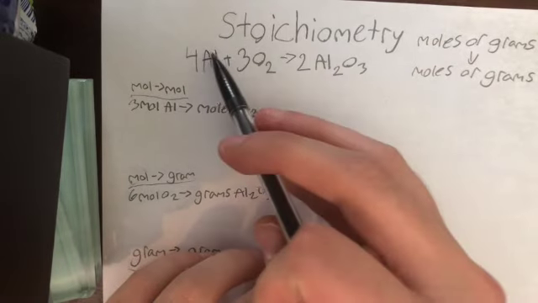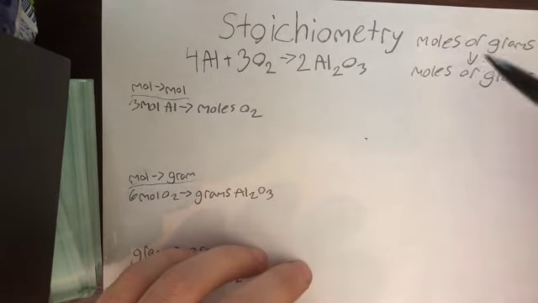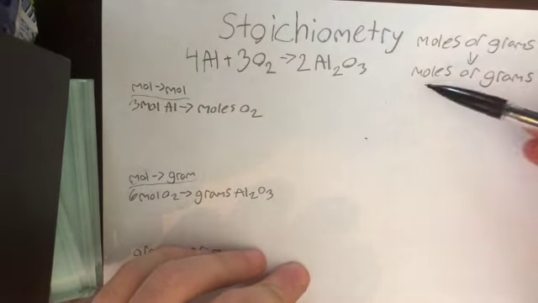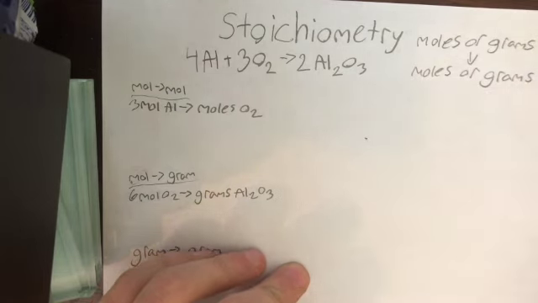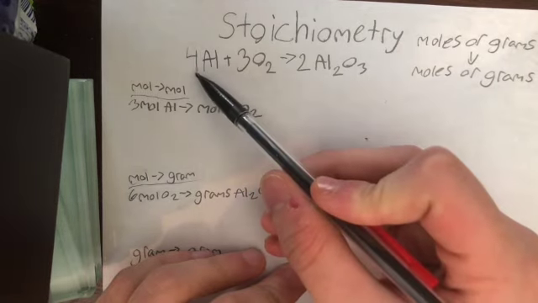Okay, stoichiometry is converting moles or grams from one element to another element. So all it is, basically, is conversion factors. So let's look at this example.